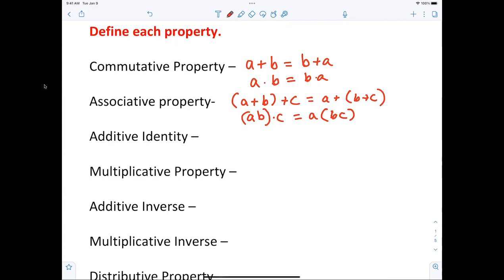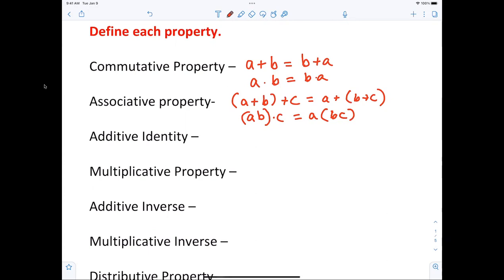As soon as they're out of order, it's called a commutative property. A, B, and then B, A. They're out of order. So that's the commutative property. Does order matter? Yes, it does. That's why there's no commutative property for division. You see what I'm saying? 1 over 2 is not the same as 2 over 1.